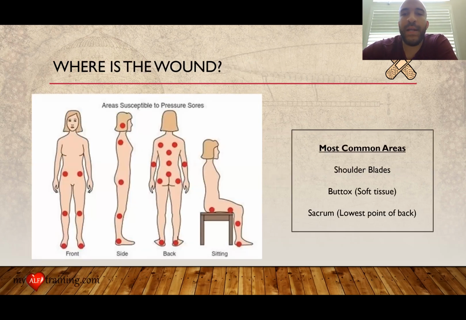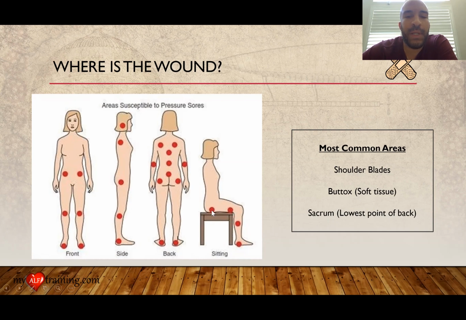So, where is the wound? Where is the wound? That's the game we're playing today. Where is the wound? The wound can be anywhere you see a red dot here. Why? We're going to talk about it. So, the most common areas are the shoulder blades, the buttocks, we talked about that, and the sacrum, right? We actually talked about the sacrum, which is the lowest point of the back. The buttocks, specifically the soft tissue. So, 1, the buttocks, soft tissue area. 2, the sacrum. And 3, the shoulder blades.